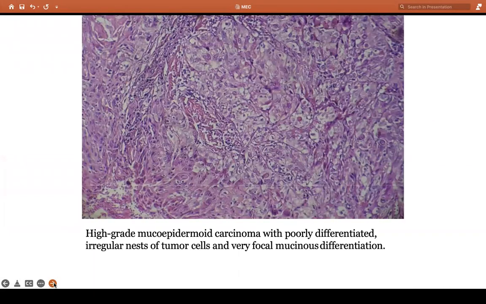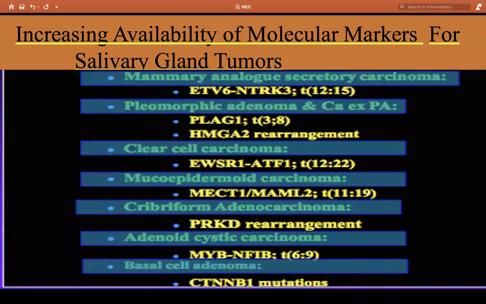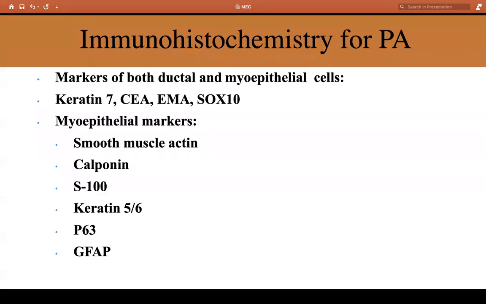High grade tumors, solid areas. So this is just to show you different increasing availability of molecular genetics in mucoepidermoid carcinoma. Translocation t(11;19), that is called MECT1-MAML2 translocation, is very important. This is the pleomorphic adenoma, to make the differential diagnosis.